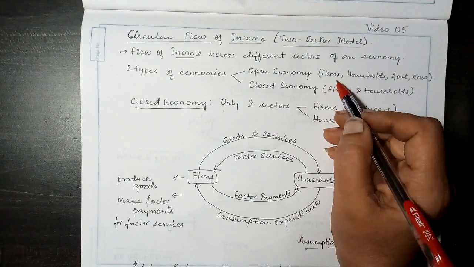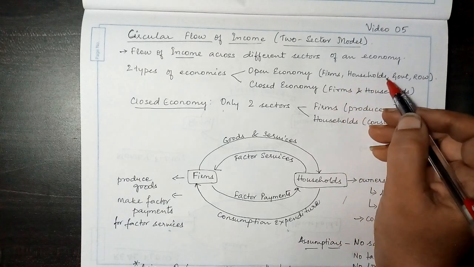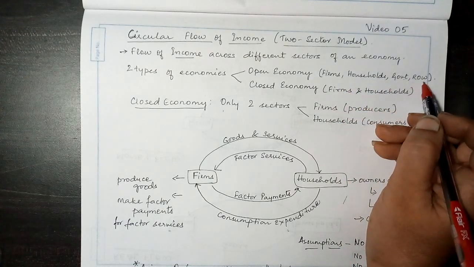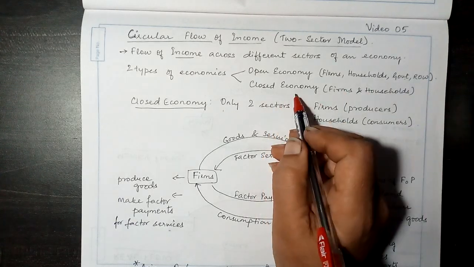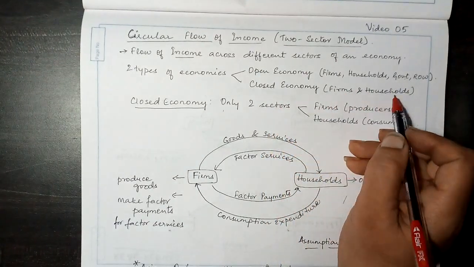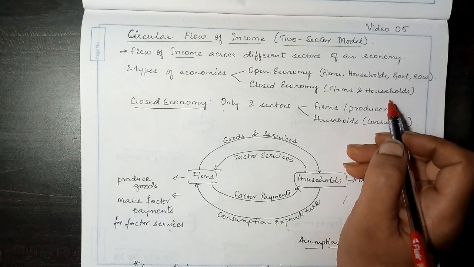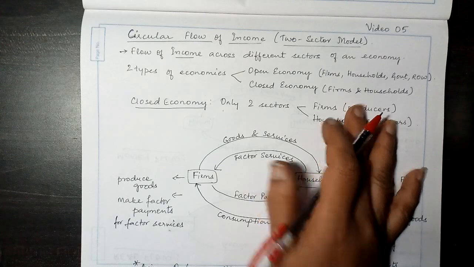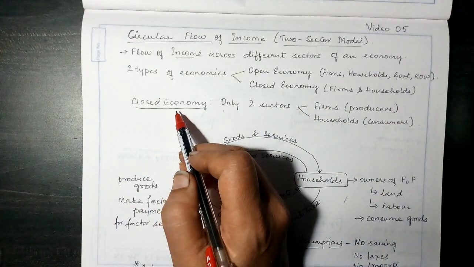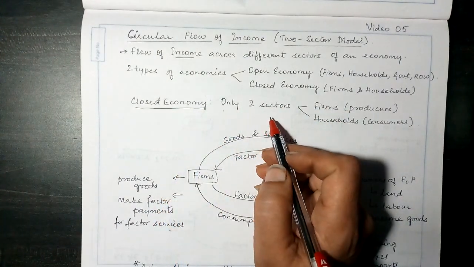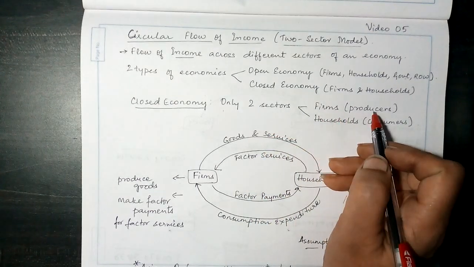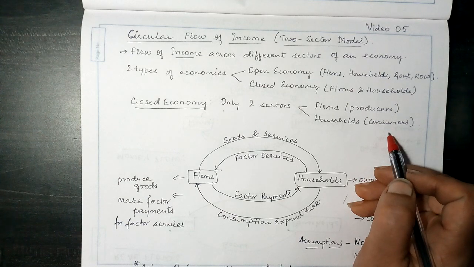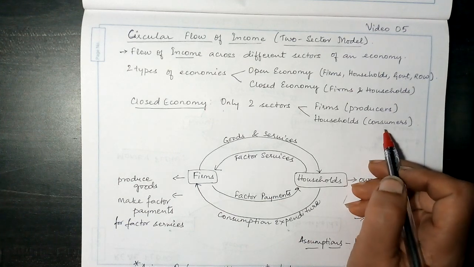An open economy is one in which we have firms, households, government, and the rest of the world as the participants. Whereas in a closed economy, there are only two participants, the firms and the households. In this particular case, we are going to deal only with the closed economy, that is, in which we have only two sectors: the firms, who are the producers, and the households, who are the consumers. Let's now discuss this in detail.